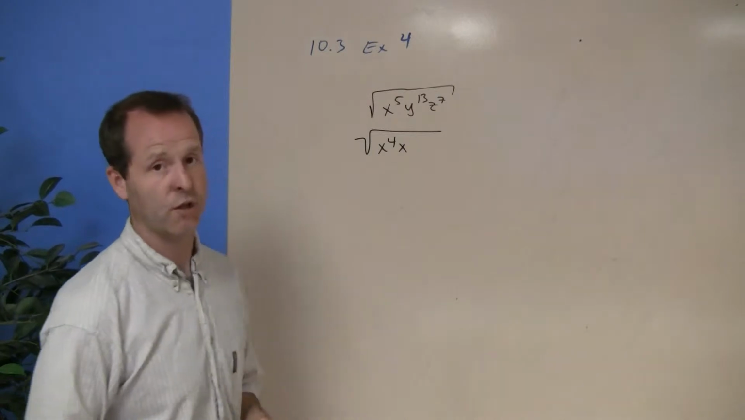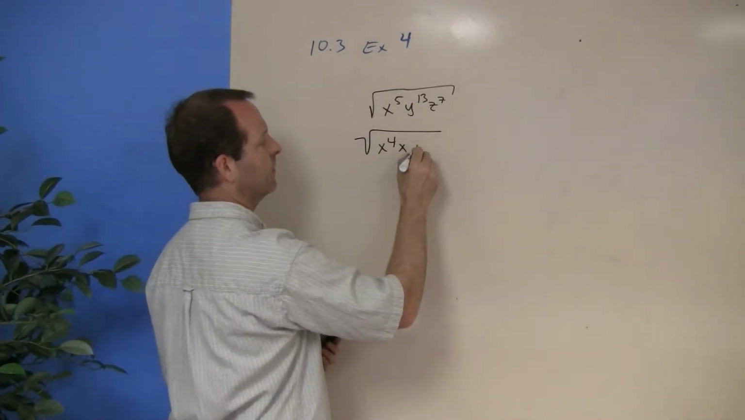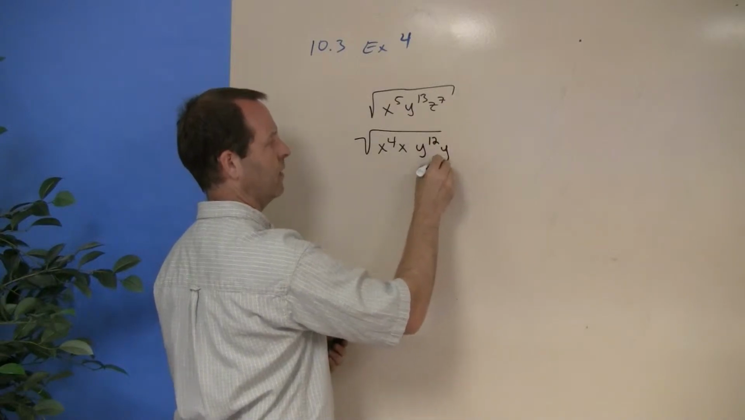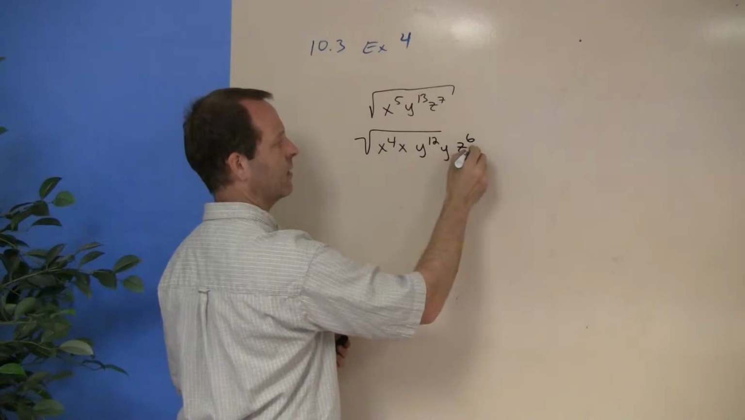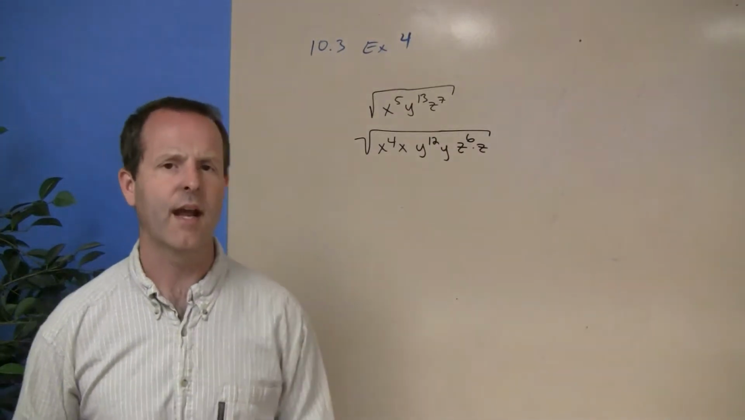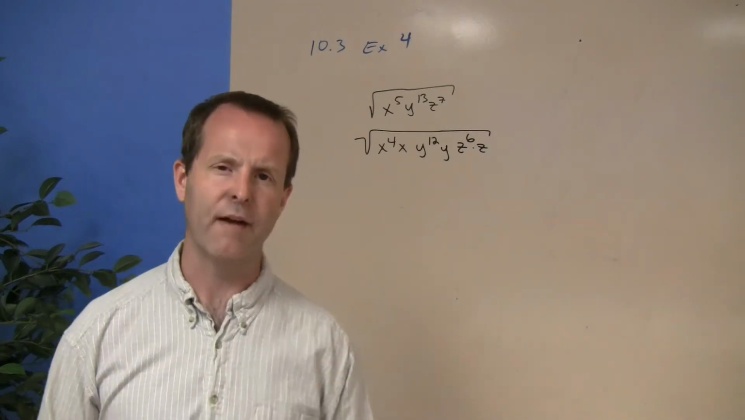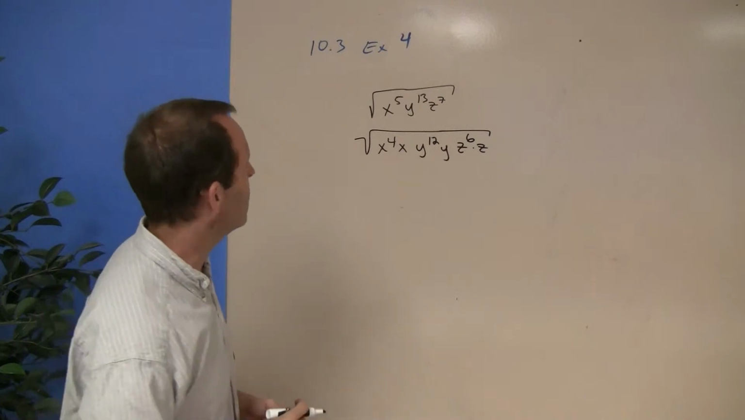And I'm going to leave it as x to the 4th. Y to the 13th, that's going to be y to the 12th times y. And then z is going to be z to the 6th times z. Maybe it doesn't make sense right now. Why did you choose those particular factors? Why did you choose something else? Well, follow along with me and we'll see what happens.